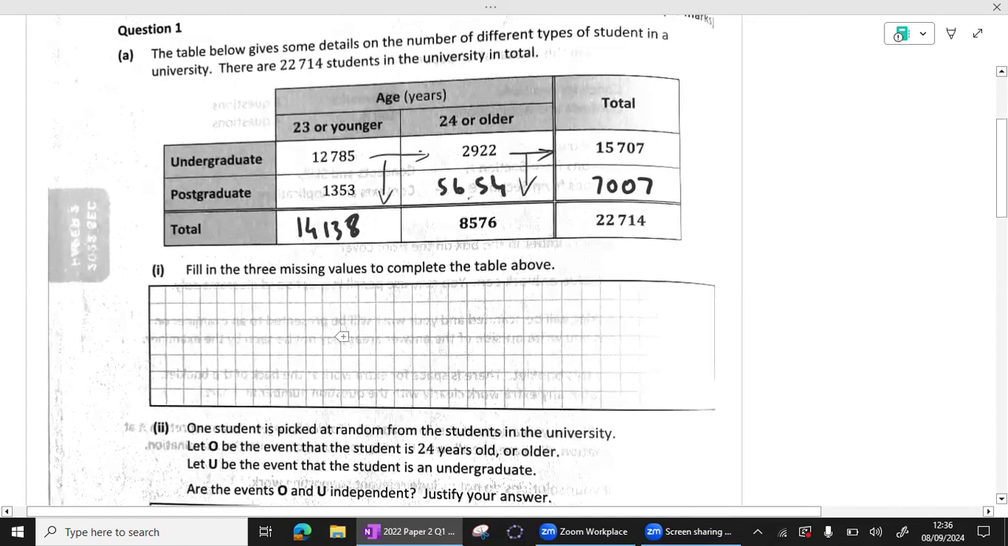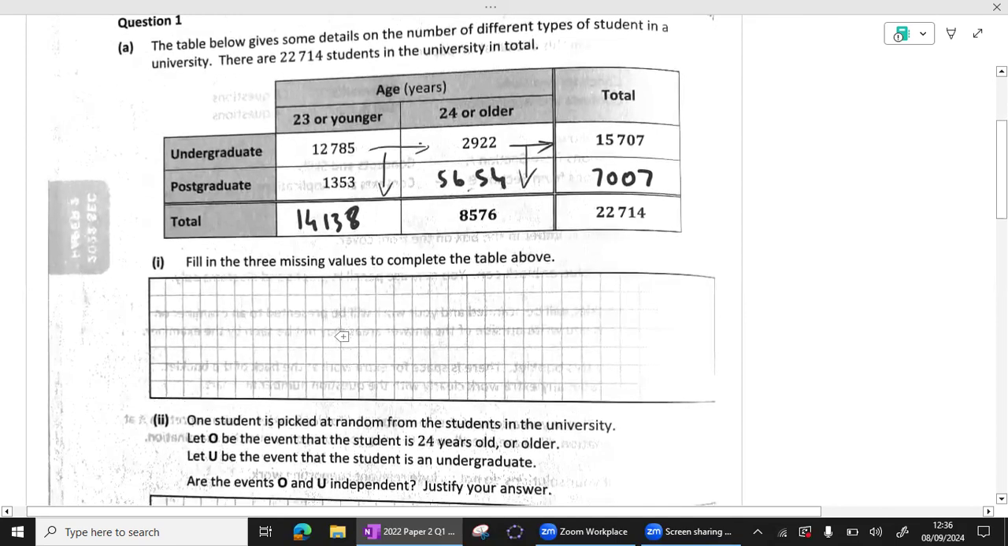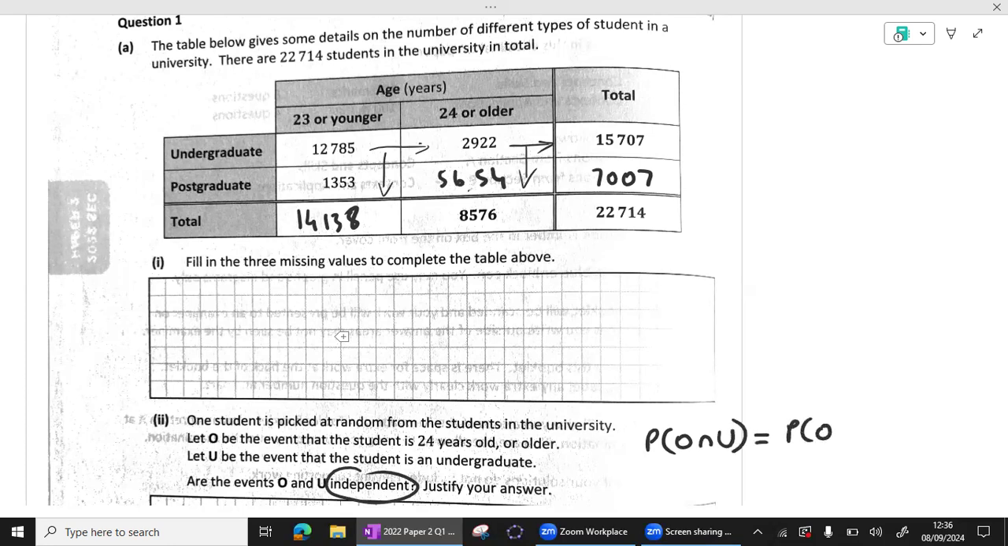One student is picked at random from the students in the university. Let O be the event that the student is 24 years old or older, and let U be the event that the student is an undergraduate. Are the events O and U independent? Now, any mention of independent, we've come across this before: the probability of O intersection U should be the probability of O multiplied by the probability of U, if they are independent. So if this works, they're independent. If it doesn't, they're not independent.